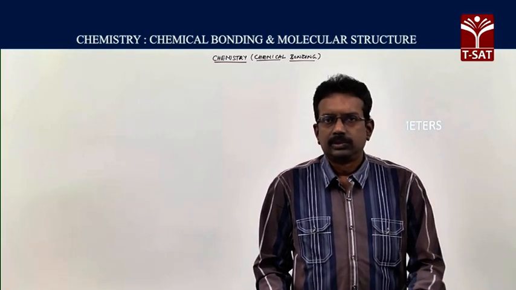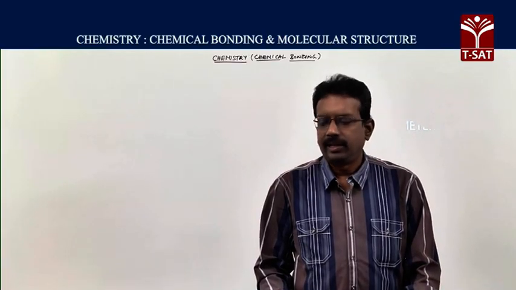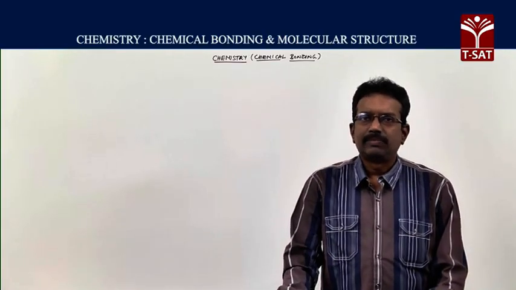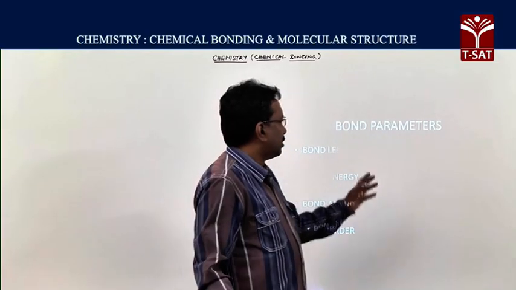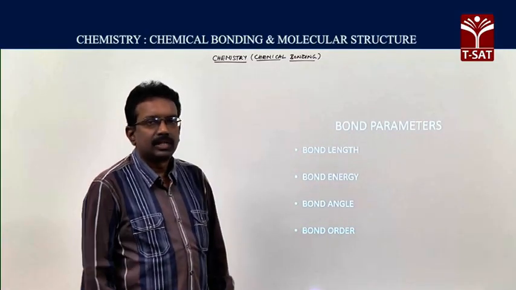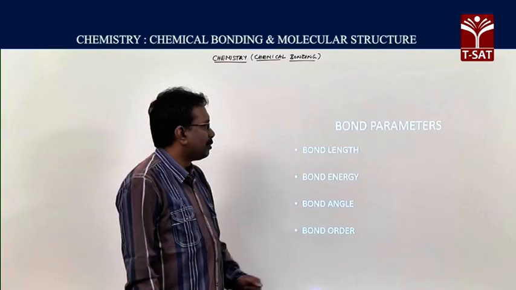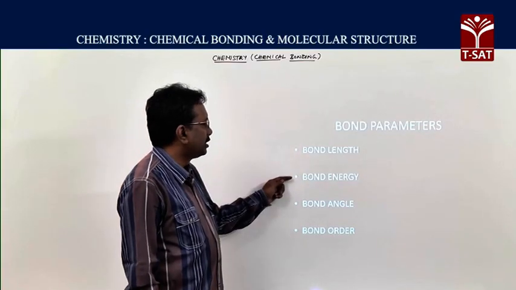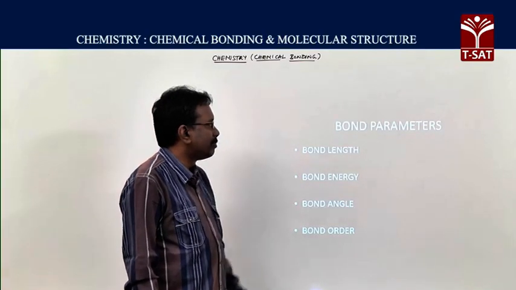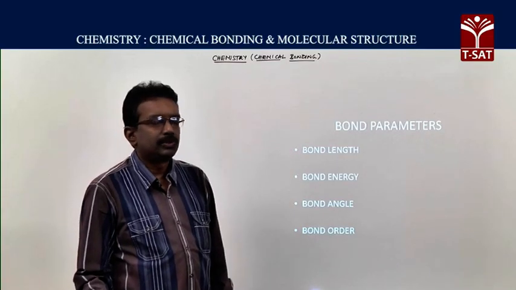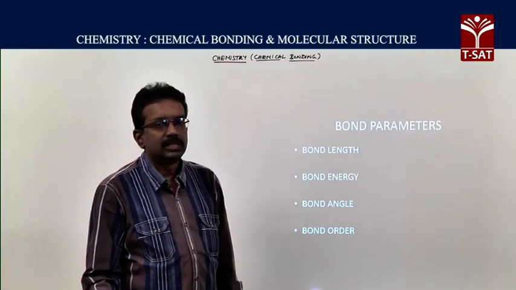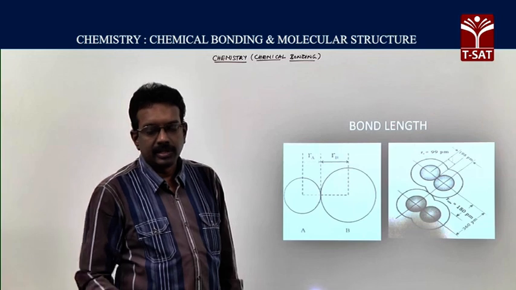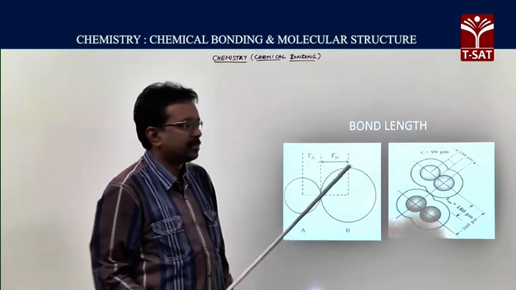Let us move to the final conclusion related to the chemical bonding chapter by observing different types of bond parameters. Totally we have 4 types of bond parameters: bond length, bond energy, bond angle and bond order. Now let us move through all these bond parameters one by one. The first one is bond length.